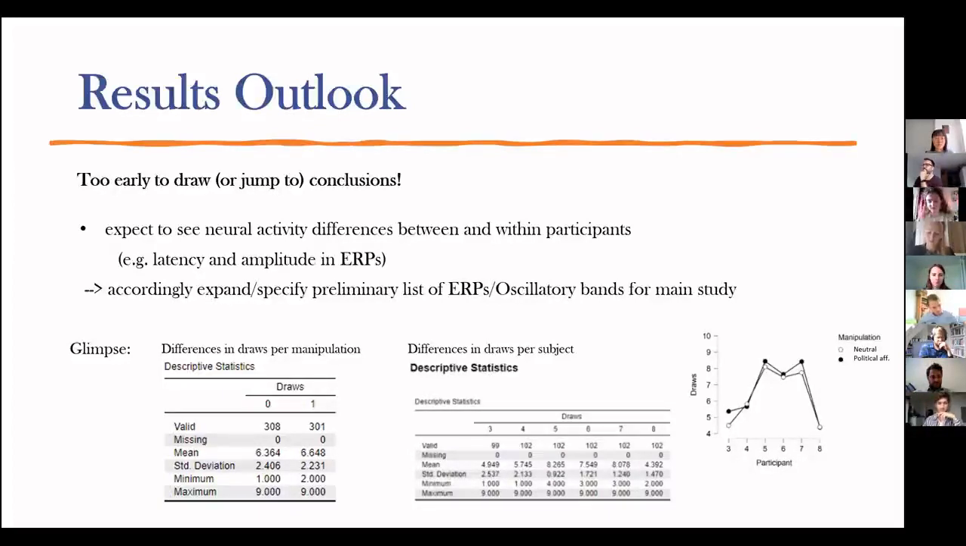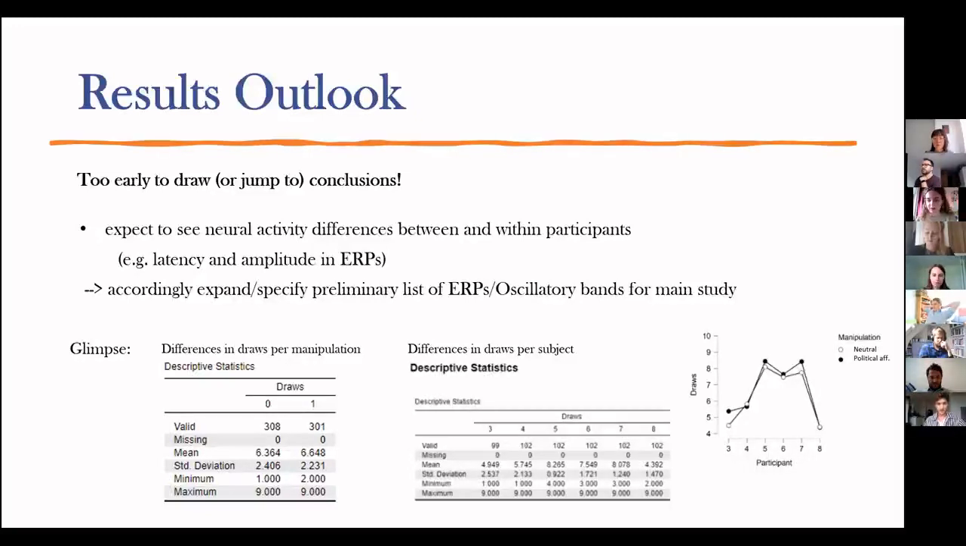And on the very left in the table, you can see the average draws participants took for each manipulation. So the first 50 draws without the political manipulation, and then the next 50. And the mean in the first version is 6.3, and the second 6.6, and that is hardly any difference so far. We tested it, it was not significant.